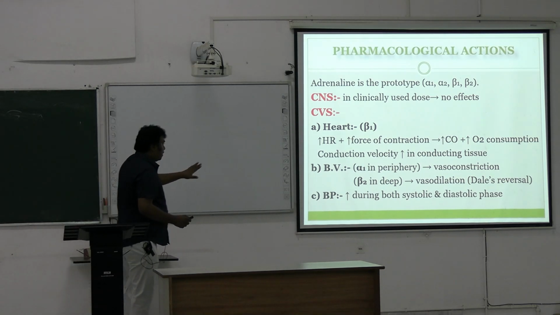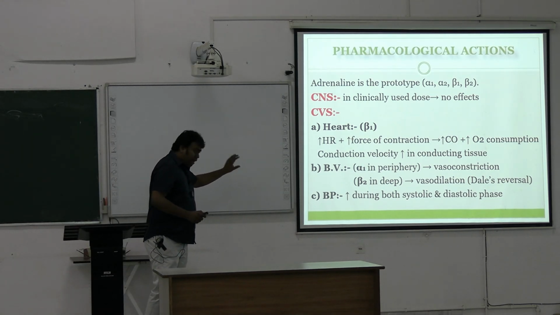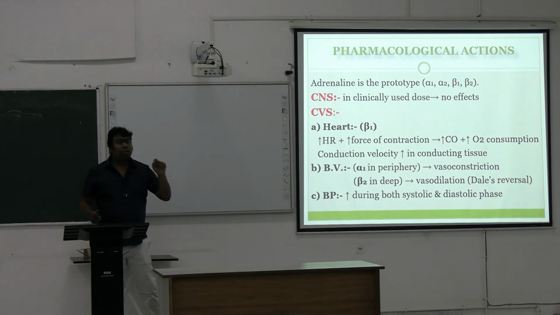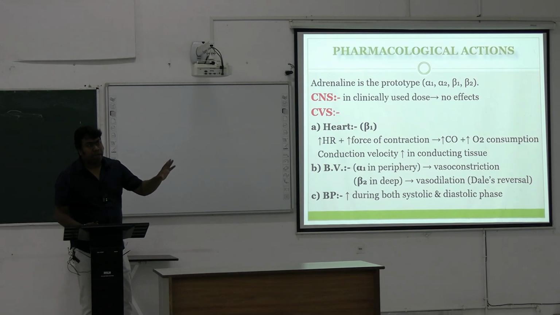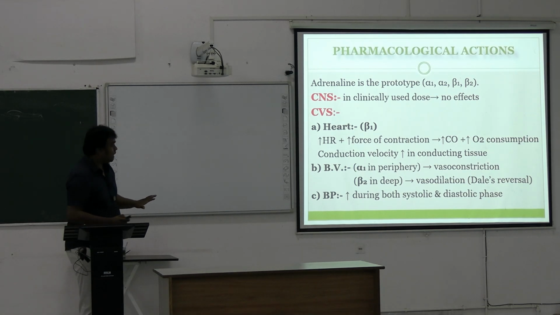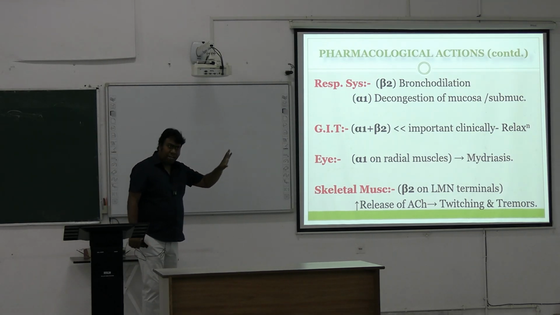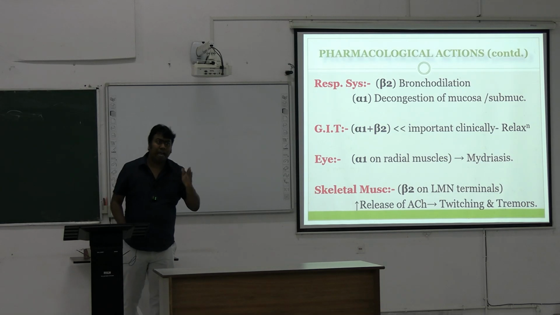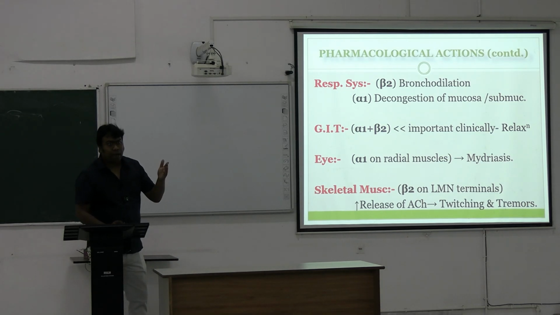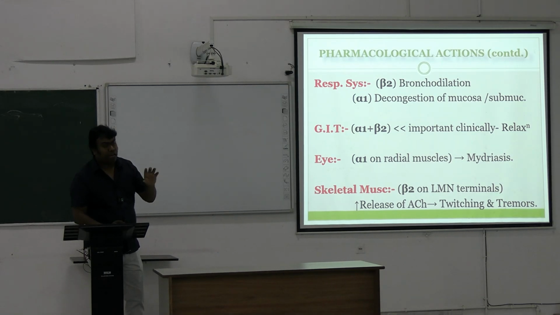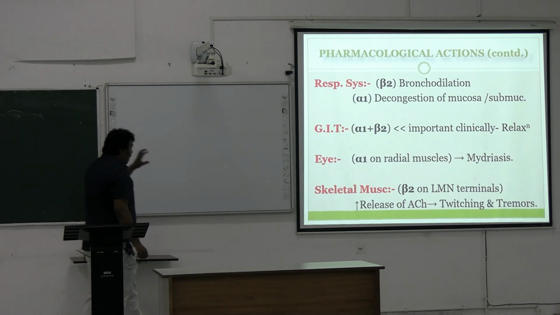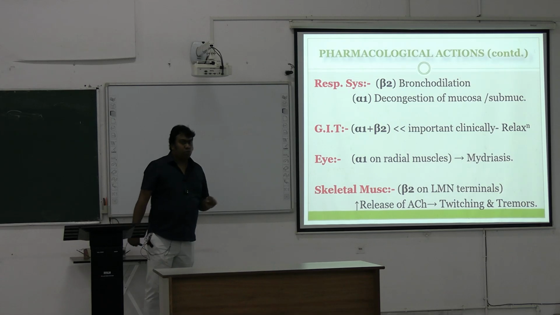Now blood pressure will increase, both systolic and diastolic, by adrenaline as well as noradrenaline. Clear? Respiratory system, beta 2 bronchodilation can occur with adrenaline. Does it occur with noradrenaline? No, because they have no beta 2 action. Second one is decongestion of the mucosa.